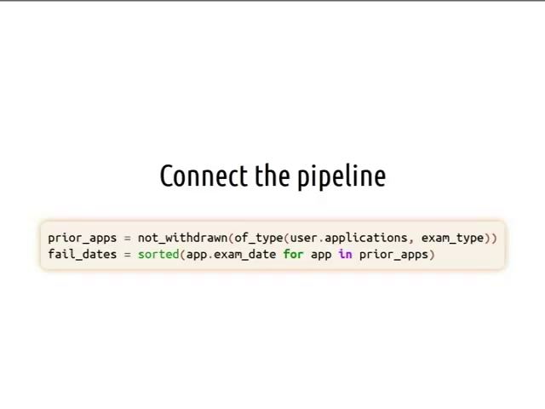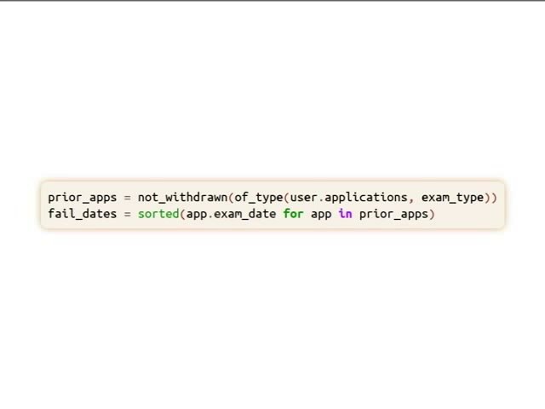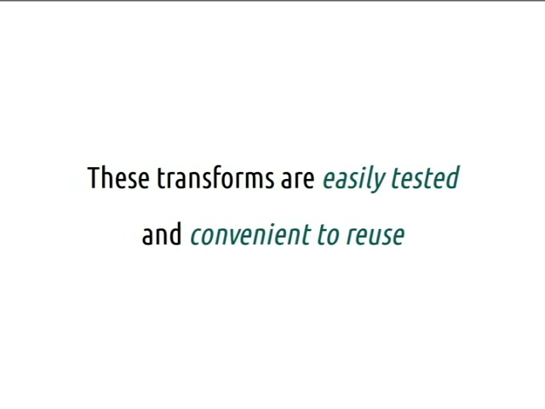There's the pipeline. Notice how readable it is, right? I need the applications that haven't been withdrawn of a particular type. Please extract the date from those and sort them. And the cool thing about the pipeline is that it allows a complex transform to be expressed as a series of simple transforms, and those bits can be pulled apart and put into other pipelines. They're easily tested and convenient to reuse.